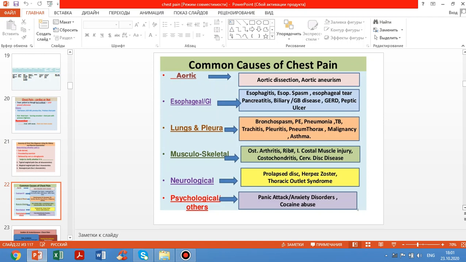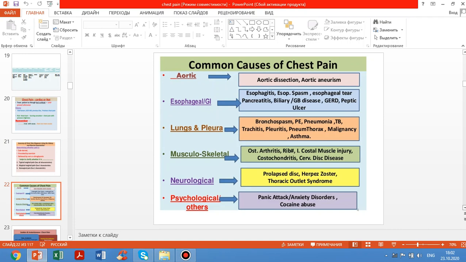Again, we will repeat common causes of chest pain: aortic pain, aortic dissection, aortic aneurysm; esophageal and gastrointestinal: esophagitis, esophageal spasm, esophageal tear, pancreatitis, biliary gallbladder disease, gastroesophageal reflux disease, peptic ulcer; lungs and pleura: bronchospasm, pulmonary embolism, pneumonia, tuberculosis, tracheitis, pleuritis, pneumothorax, malignancy, and asthma.